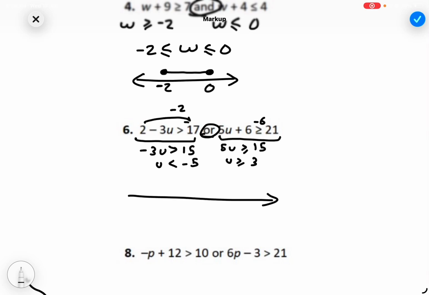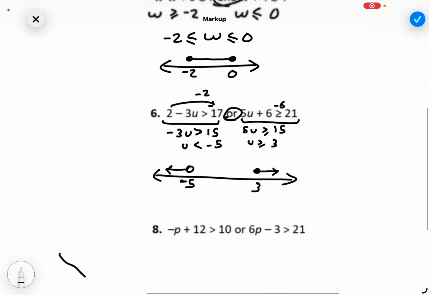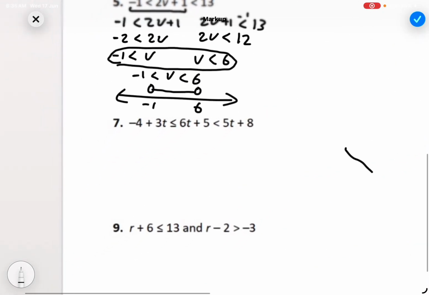On the number line, it looks like this: negative 5, 3, filled hole, greater than, small hole, like empty hole, and then less than. I think this is the answer. Yup, okay. We got a lock in.